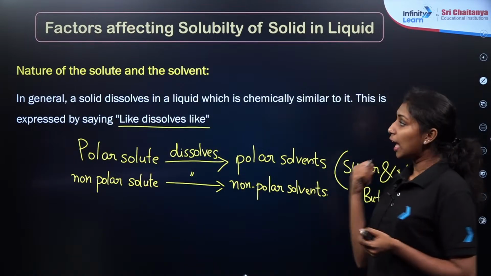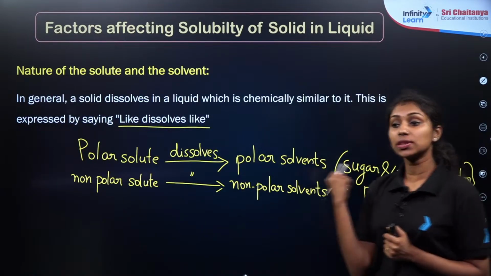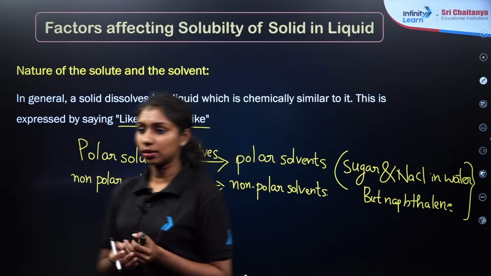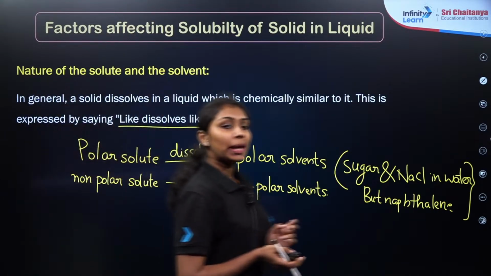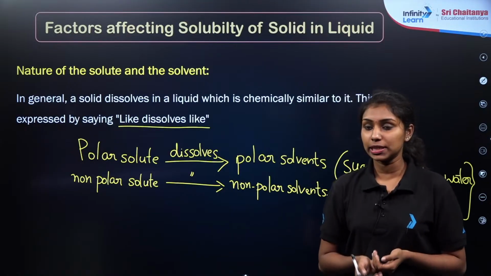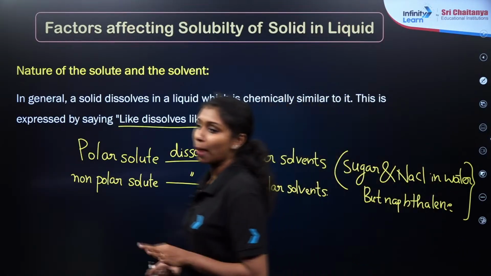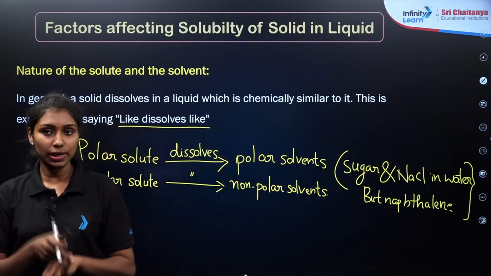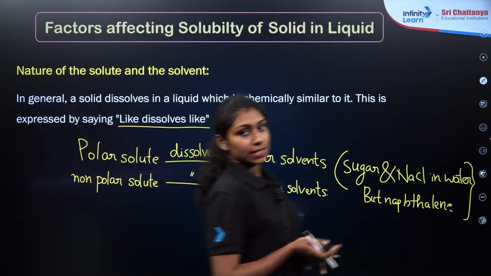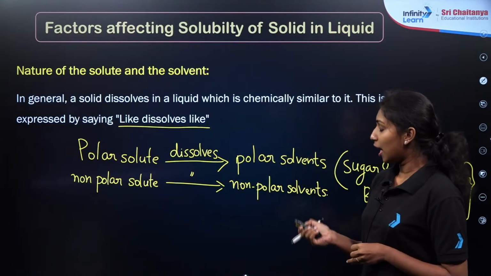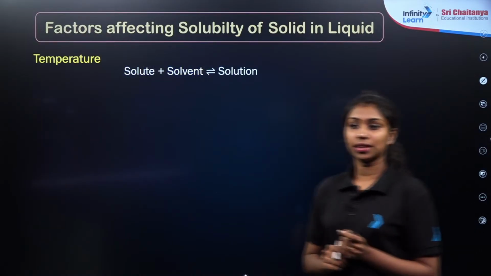Is that clear how the nature of solute and solvent affects the solubility of solid in liquid? Now what is the next factor that is affecting the solubility? Three parameters are there. First one is nature of solute and solvent. Now let us talk about the temperature effect. Do you have any idea how temperature is affecting the solubility?